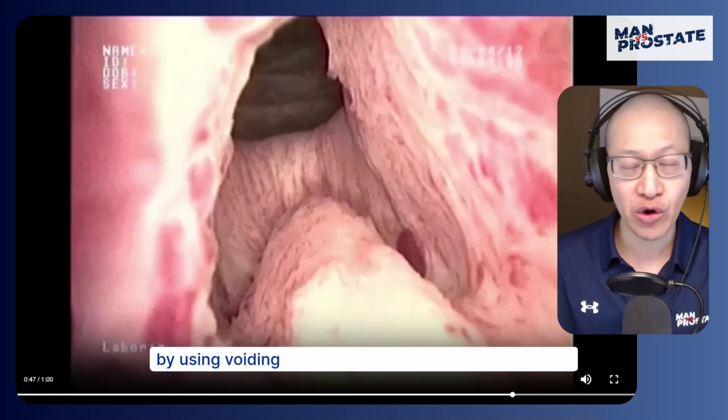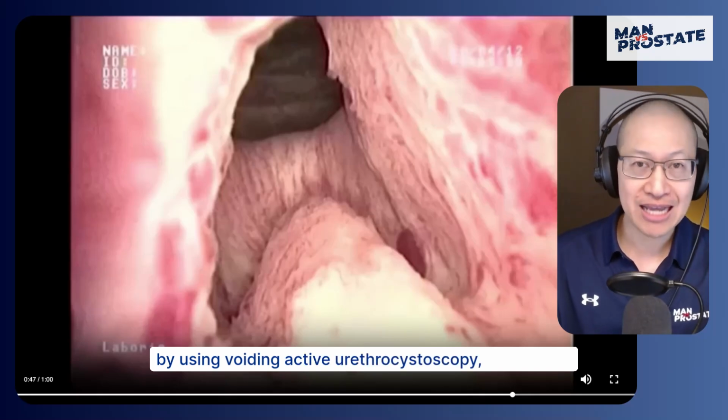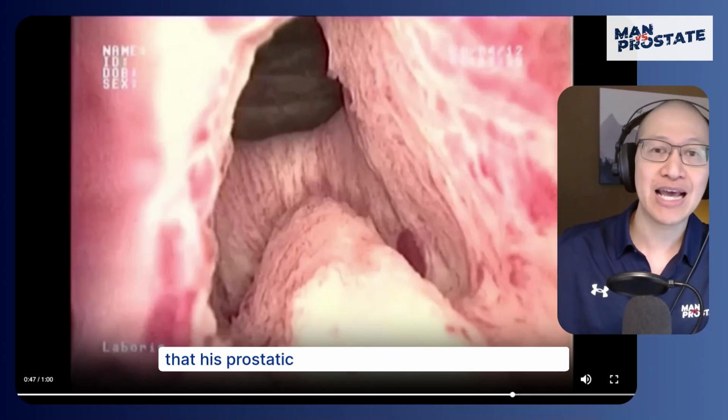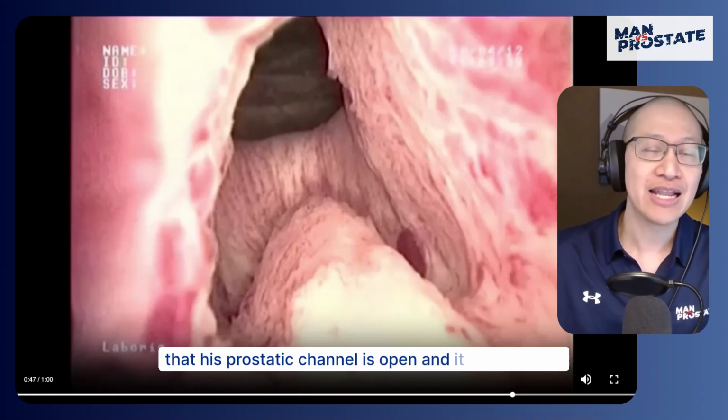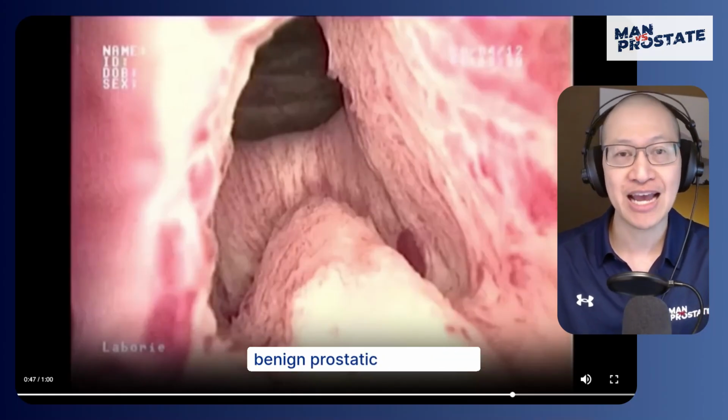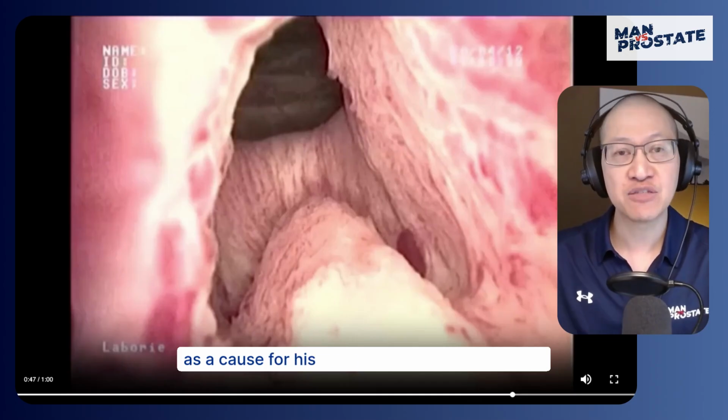By using voiding active urethrocystoscopy, we can see that his prostatic channel is open, and it is not due to benign prostatic obstruction as a cause for his male LUTS.